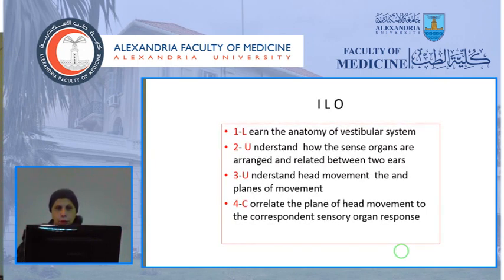I would like to first introduce the intended learning outcome of this lecture. First is to learn the anatomy of the vestibular system. Second is to understand how the sense organs are arranged and related to each other between the ears. Third is to understand the head movements, which are the trigger for stimulating the vestibular sense organs. The head movements are movements that change where they move in different planes of space.